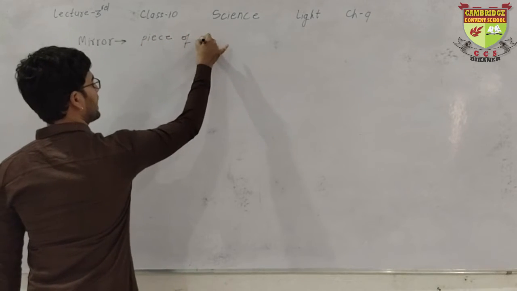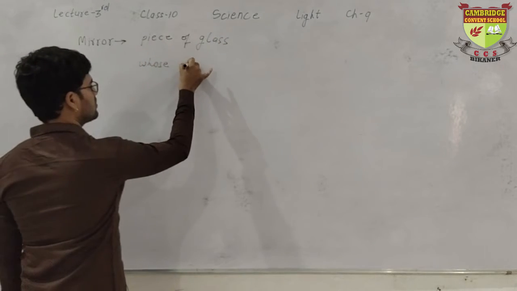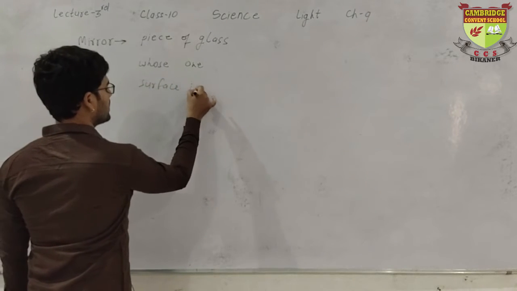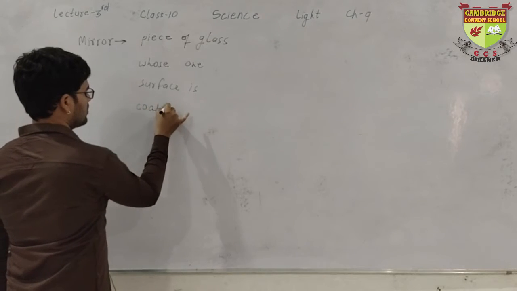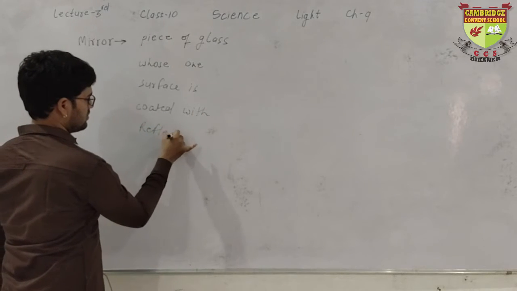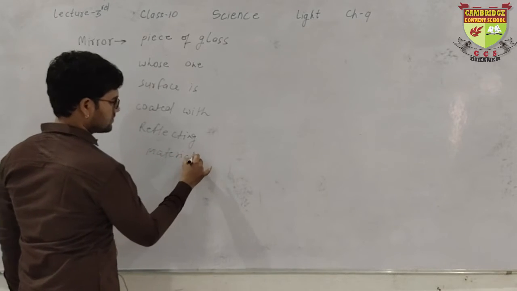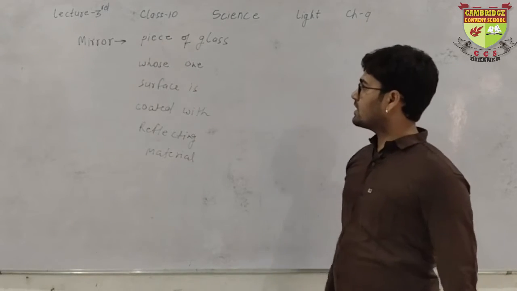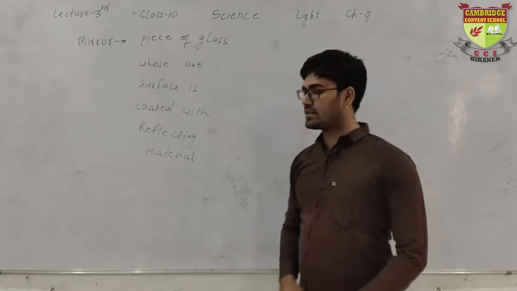piece of glass whose one surface is coated with reflecting material, isn't it? What is a mirror? A mirror is basically a piece of glass whose one surface is coated with a reflecting material.